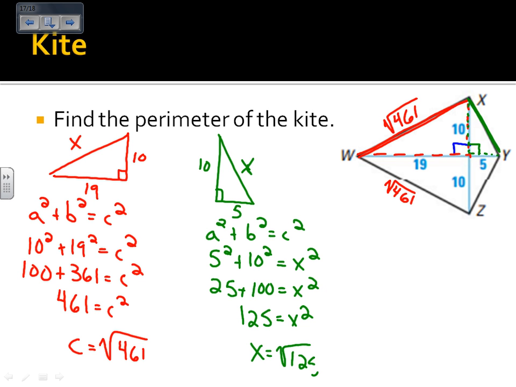If we draw this on our picture, square root of 125, what does YZ have to be then? The same thing, because they're congruent. So YZ will also be the square root of 125. The perimeter then, what do we do for the perimeter? Correct. So you plug them in the calculator, get the decimal form, add them all together, you're done. Okay?